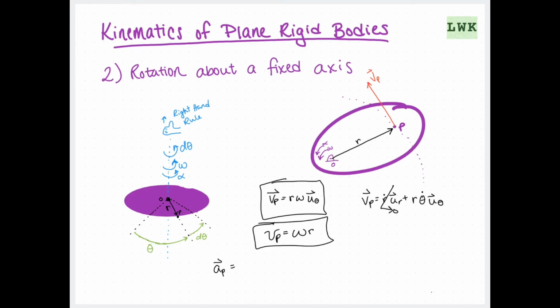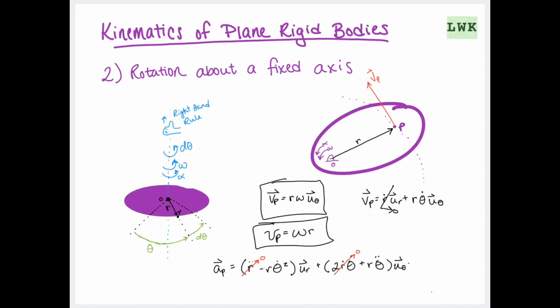Now if we want to write the acceleration of point P, we can say AP equals R double dot minus R theta dot squared UR, and this is just what we know from our polar coordinates from our previous lectures, plus R theta double dot plus 2 R dot theta dot U sub theta. Again, with R being constant, R double dot is going to be equal to 0, and R dot is going to be equal to 0.